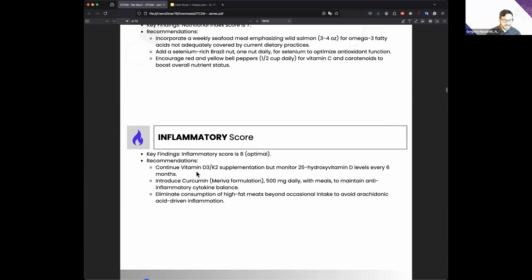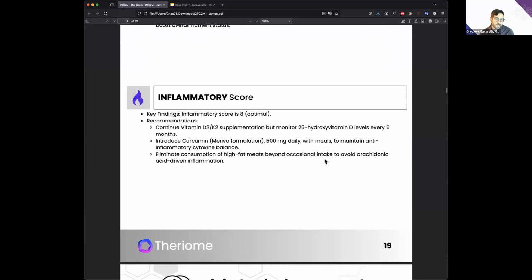Inflammatory score: continue doing his vitamin D3 supplementation, but monitor vitamin D levels just to make sure it's not going too high. He was not on any other anti-inflammatory herbs, so recommending curcumin, Meriva specifically, 500 milligrams with meals, and he has to decrease his high-fat meals. That's likely contributing to his inflammation, especially because it's being converted to arachidonic acid, which is a precursor for prostaglandins and leukotrienes and other pro-inflammatory mediators.